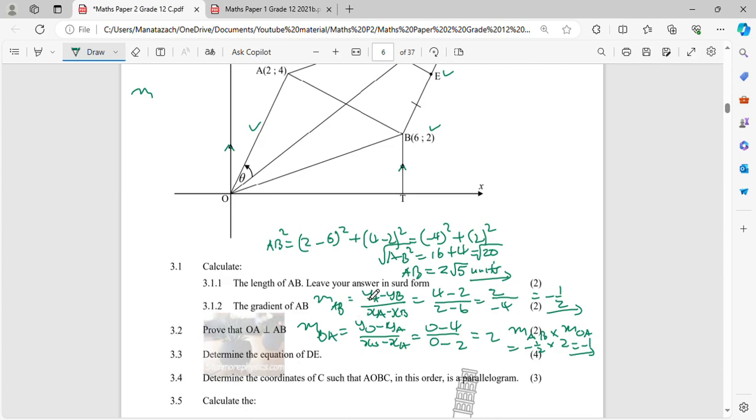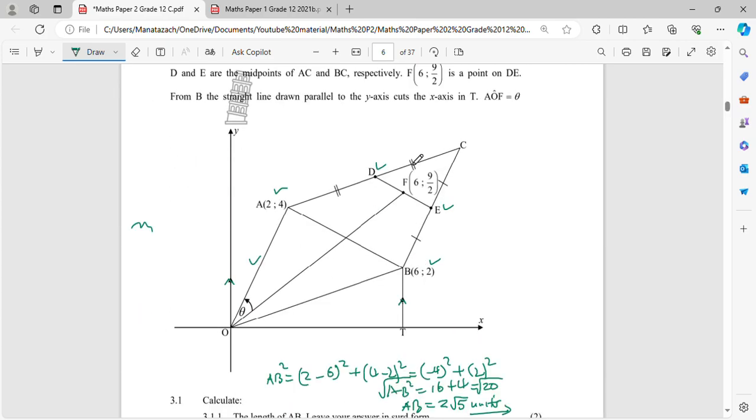Determine the equation of DE. Now let's have a look at our sketch. Here is D, and then here is E. Since D is the midpoint of AC, and E is the midpoint of CB, that's given. That will mean here that DE is parallel to AB. Since you know the gradient of AB is minus 1 over 2, then the gradient of DE will also be minus 1 over 2 since these two lines are parallel.